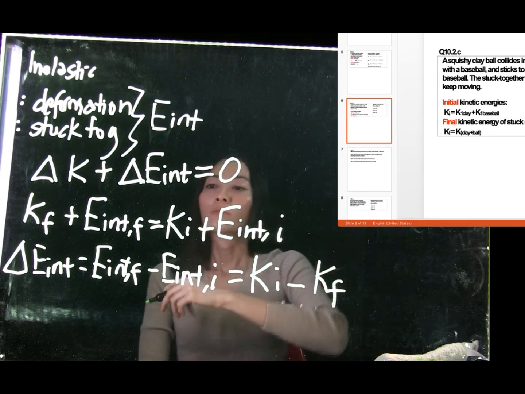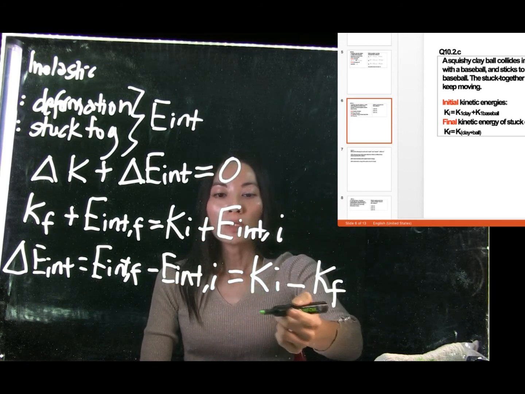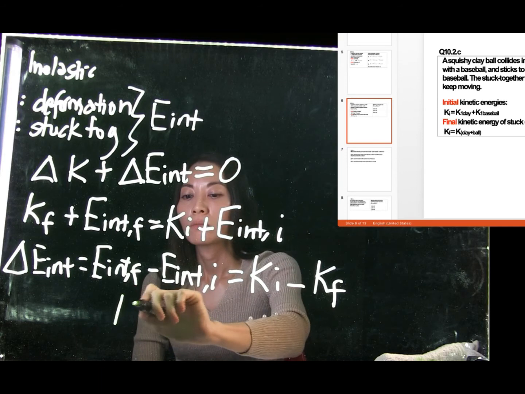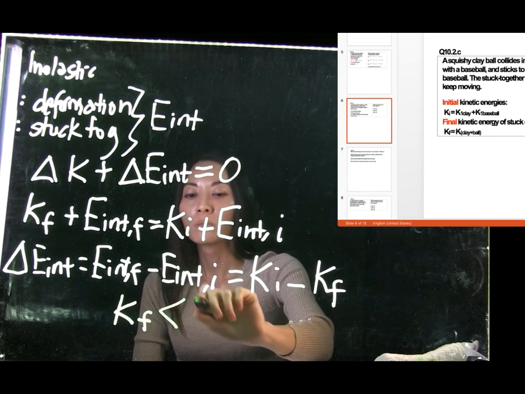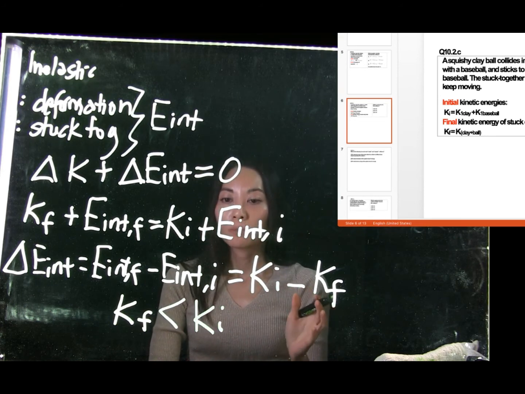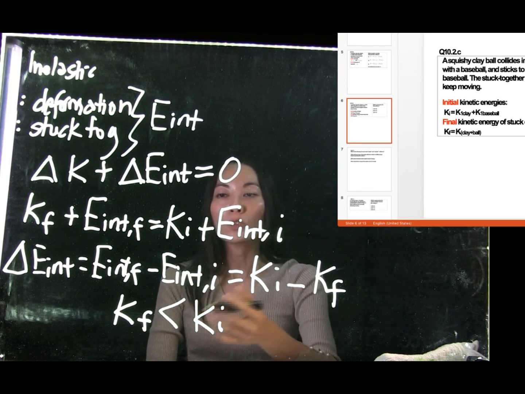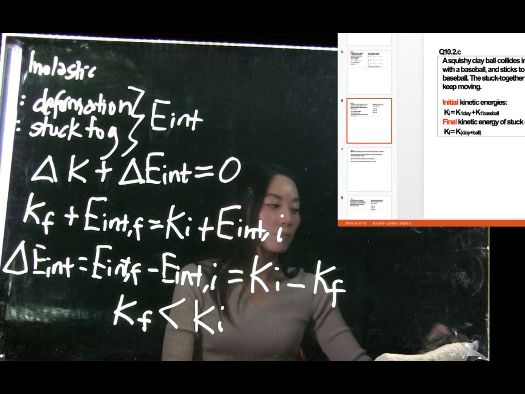So since thermal energy is generated, for example, that means that the K final must be less than K initial. So it means that a fraction of your initial kinetic energy is transformed into energy of heat and energy of deformation.